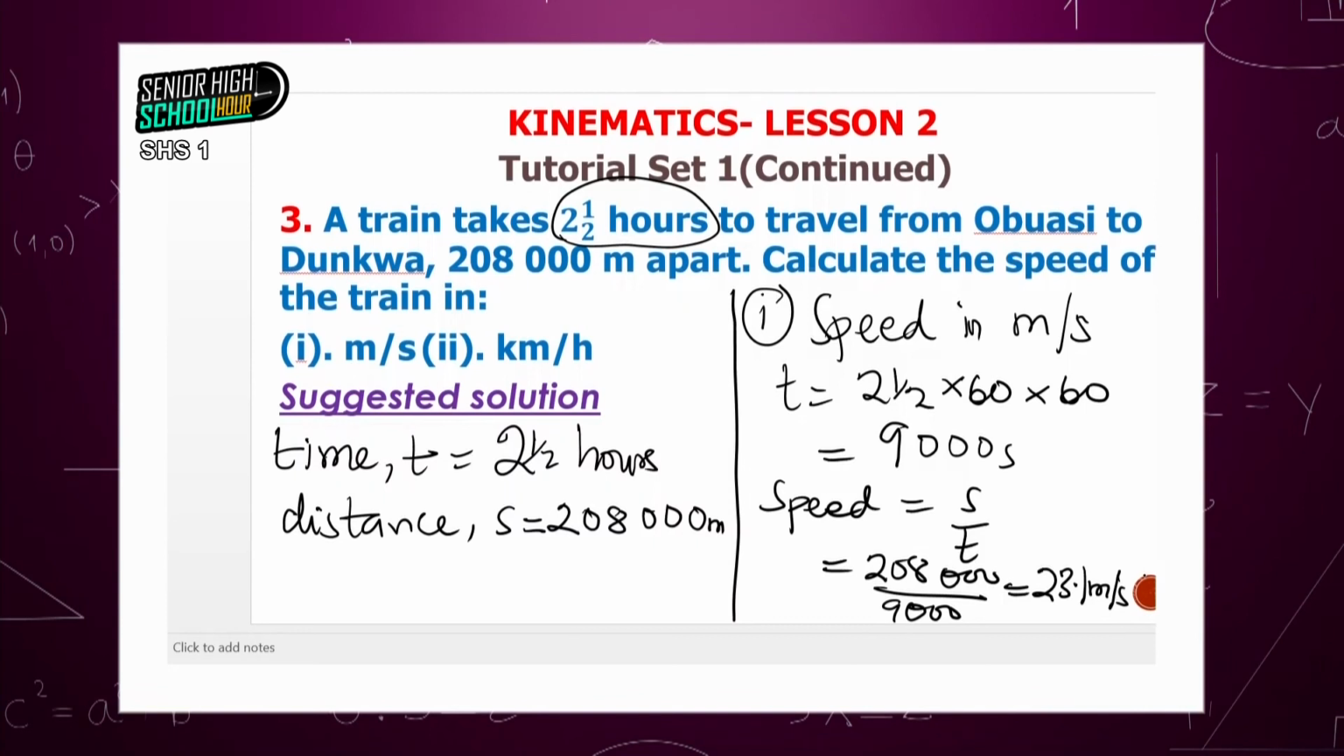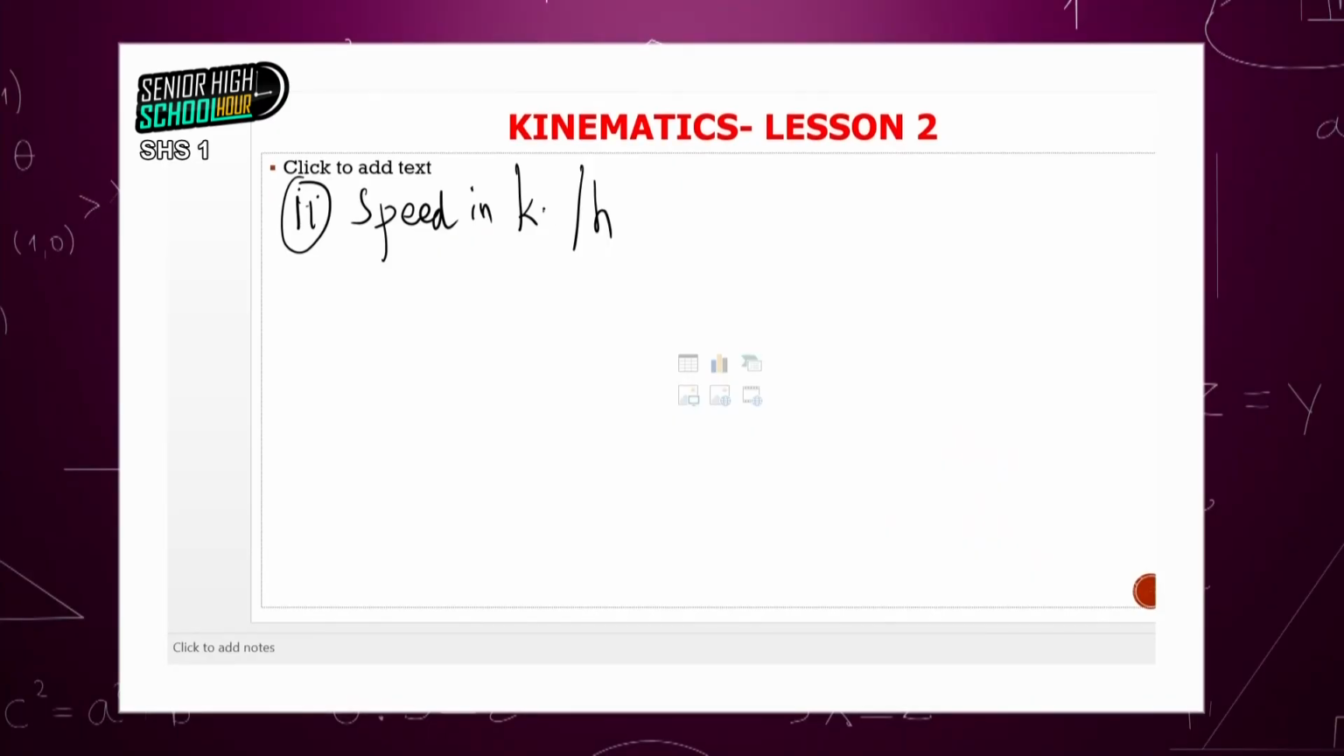We are asked to find now the speed in kilometers per hour. So for I, we need the speed in kilometers per hour. We already have the distance in meters, so we'll change to kilometers. So the distance is 208,000.